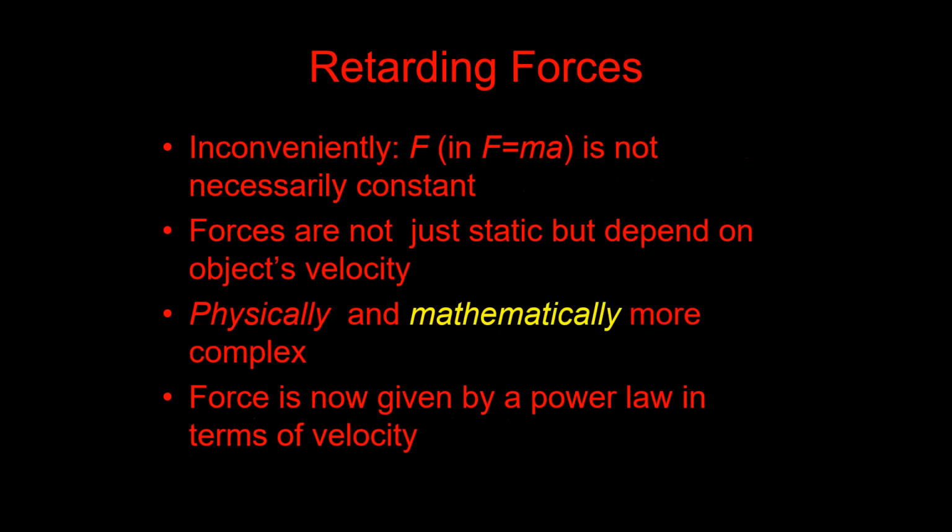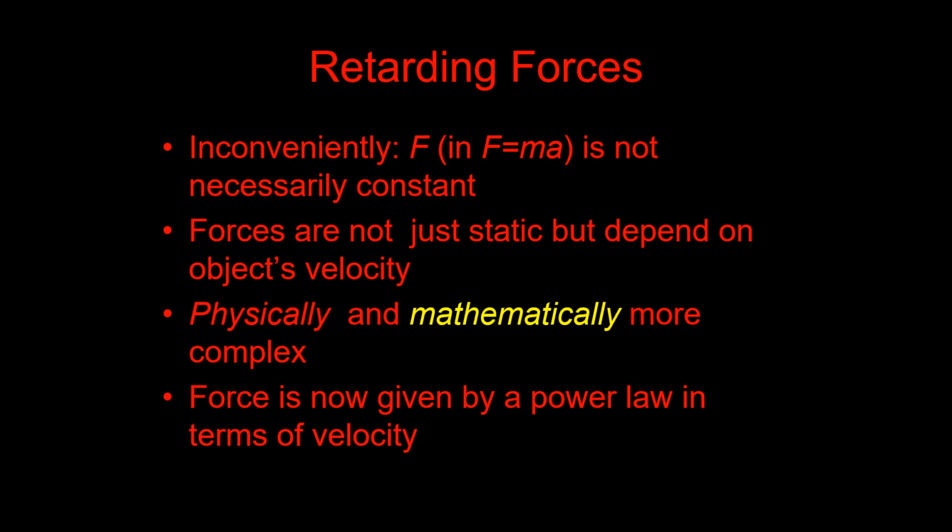So inconveniently, F equals ma is no longer constant. We said we would apply force F equals ma to an object, and then it would feel various forces such as the force of gravity as it was moving through space, or a constant velocity in the x direction in the case of a projectile. These are no longer constant, and we have opposing forces acting on our motion. So forces here are not just static, but also depend on an object's velocity. And this makes things physically and mathematically a bit more complex.